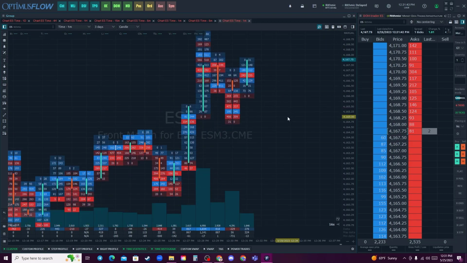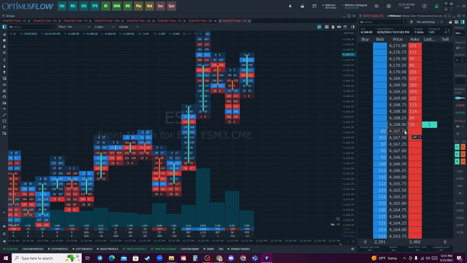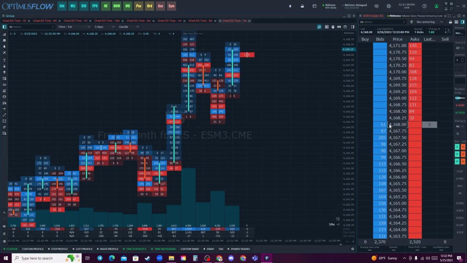So I don't have any lagging indicators on here. I strictly look at price action and how the orders are coming into the market and how those level 2 orders are reacting to those market orders.